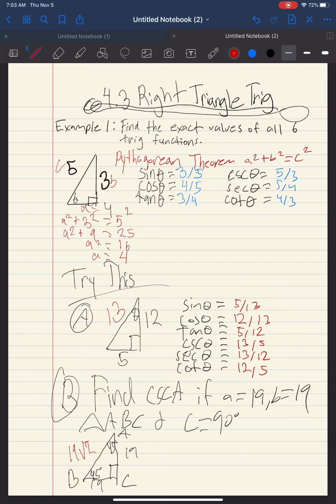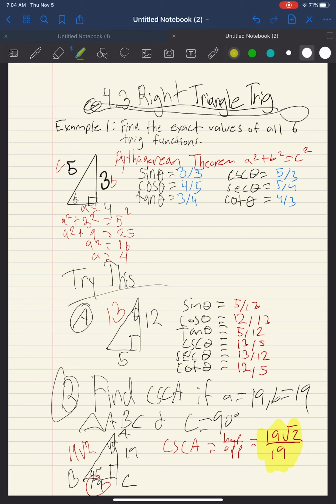And now we're like, okay, cosecant of A equals hypotenuse over opposite. And regardless, the opposite is the same, so it's 19. But you know the opposite would have been right here. So we have 19 square root of 2 over 19. And that would have been your answer. If you didn't understand that, please ask questions, or hopefully this helped you see how we would have solved for this.